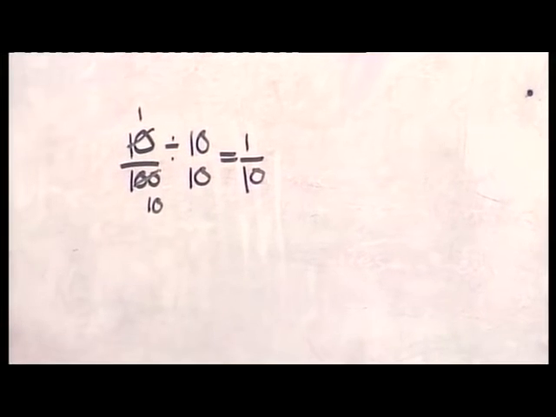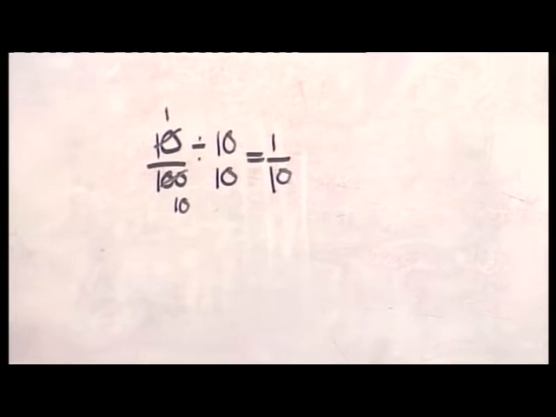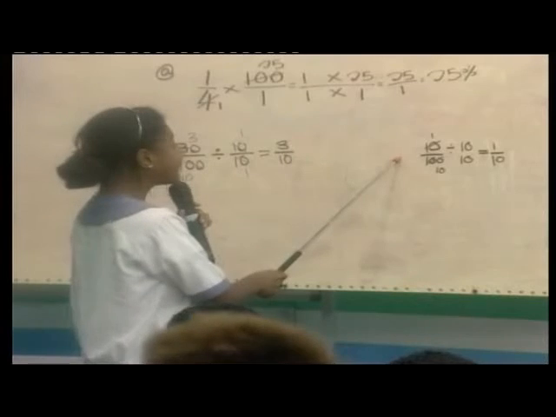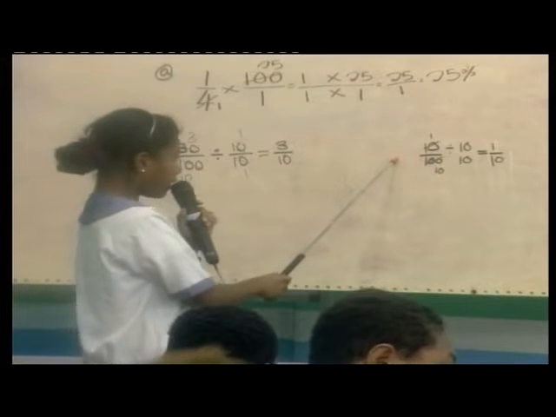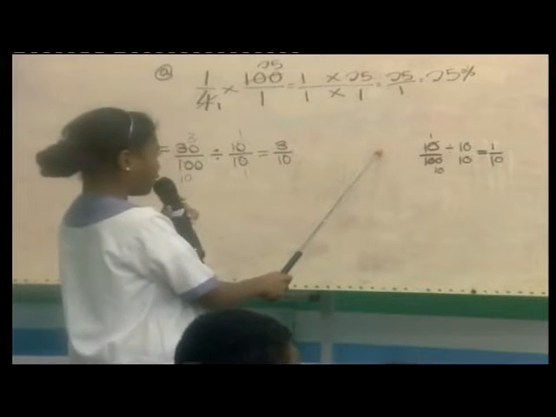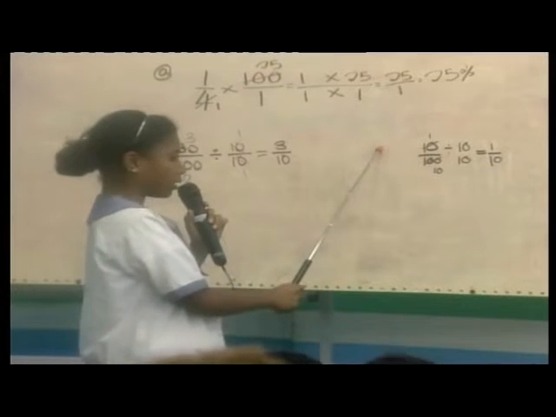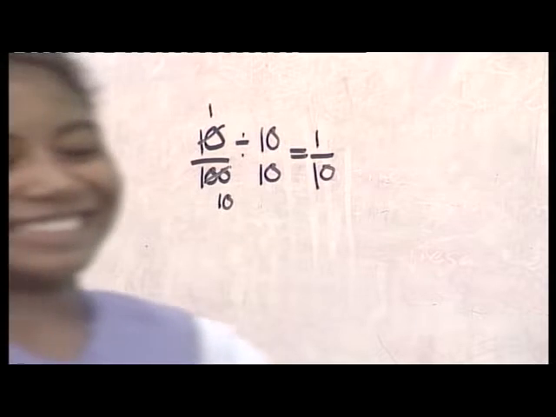Okay, thank you, Samantha. Can you explain to the class why did you have all those crossings? Why did you have those numbers? Where did you get those numbers from? 1 divided by 10 is 1, and 100 divided by 10 is 10. That's how I got my answer, 1/10. Okay, she has explained what she has written on the board.